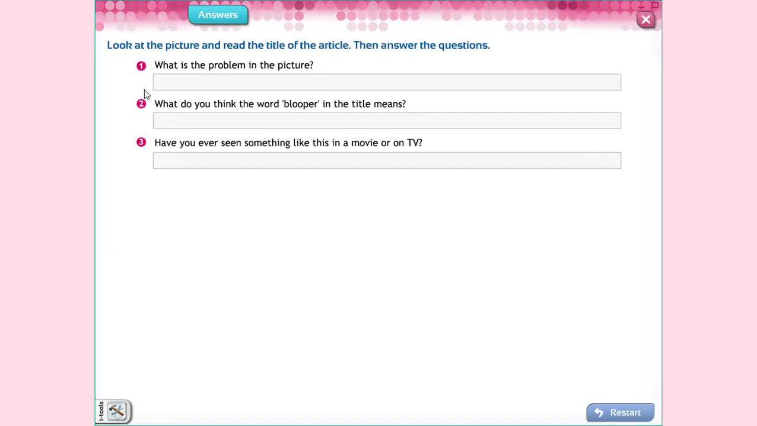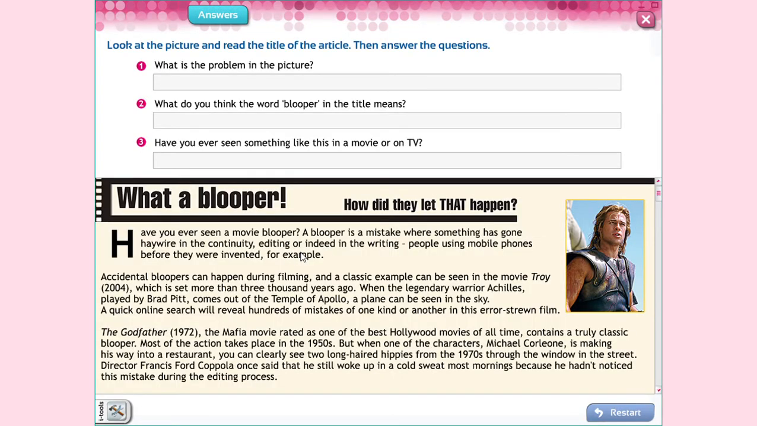Before starting the reading, we have like a warm-up here. And the instruction mentions, look at the picture and read the title of the article, then answer the questions. So, what you have to do basically here is to check on the picture. What is wrong with that? So, question number 1 says, what is the problem in the picture? You can write in your book the answer, please.